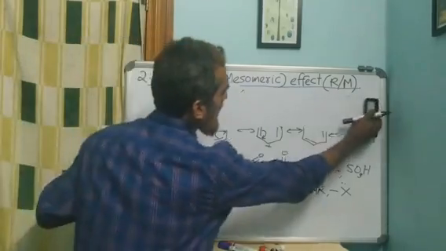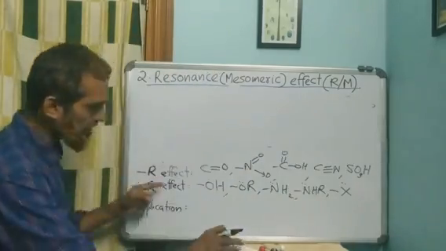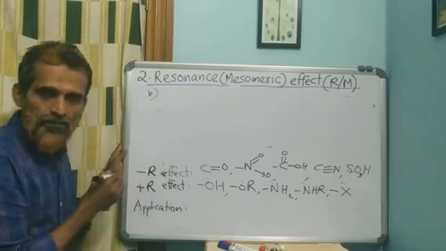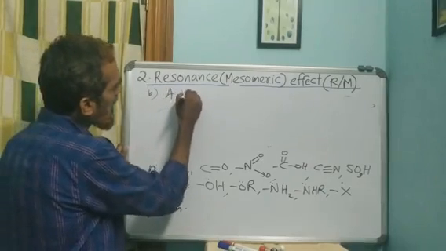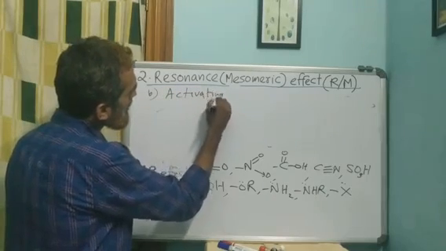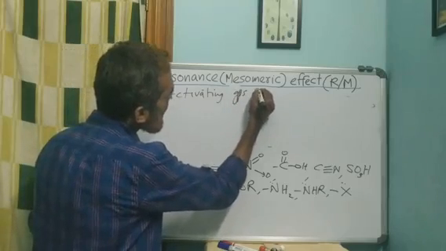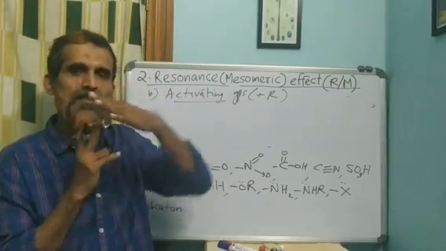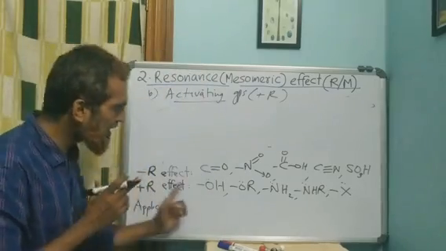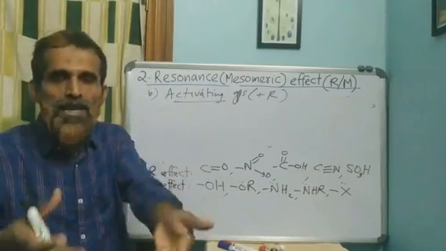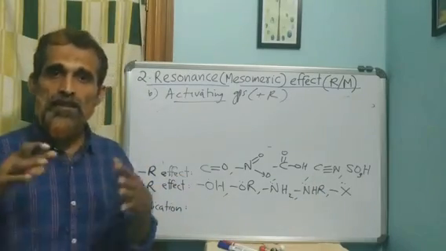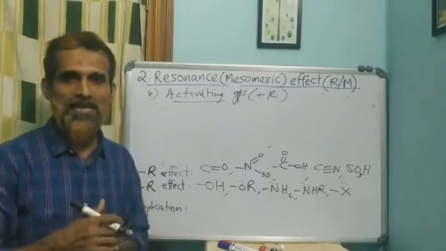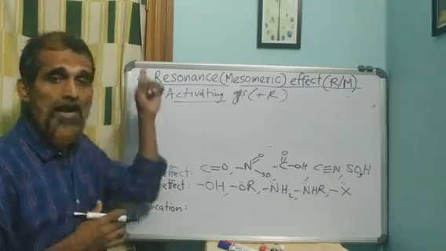Whereas on the other hand, the plus R groups, the electron donating resonance groups, will activate the ring. Activating groups, that is, plus R groups. Why are they called activating? When these groups are connected to benzene, what happens? The lone pair on these functional groups will flow into the ring by resonance, and the electron density of the benzene ring increases. So the electrophile will find it easy to attack, and reactivity increases. That's why they are called activating groups.